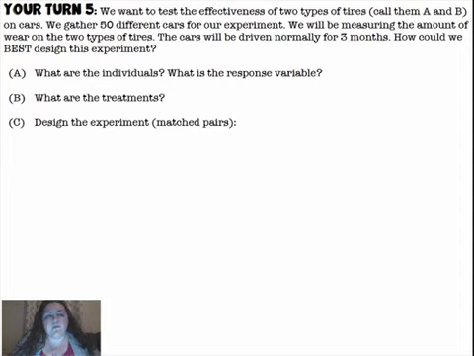All right, your turn, number 5. We want to test the effectiveness of 2 types of tires. Call them A and B on cars. We gather 50 different cars for our experiment. We will be measuring the amount of wear on the 2 types of tires. The cars will be driven normally for 3 months. How could we best design the experiment? So, what are the individuals and what are the response variables? My individuals are 50 cars. The response variable is the wear amount. The treatments are tire A and tire B.